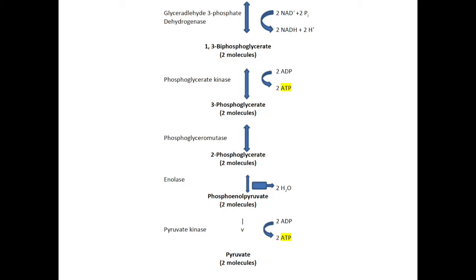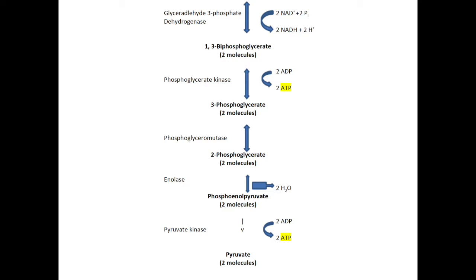The final step of glycolysis converts phosphoenolpyruvate into pyruvate with the help of the enzyme pyruvate kinase. As the enzyme's name suggests, this reaction involves the transfer of a phosphate group. The phosphate group attached to the 2-carbon of PEP is transferred to a molecule of ADP, yielding ATP.